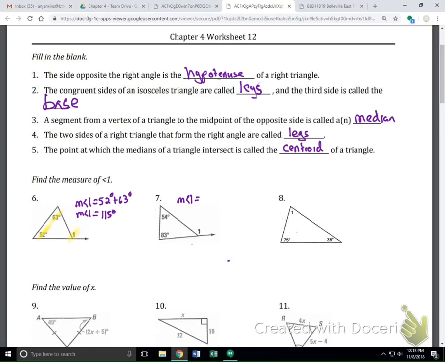Okay, for number 7, it's the same scenario. So the measure of angle 1 equals 54 degrees plus 83 degrees. What value do we get?